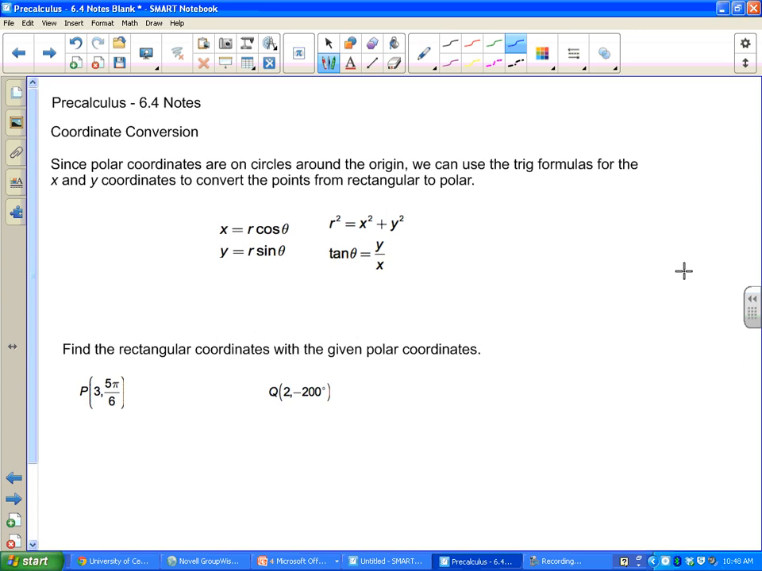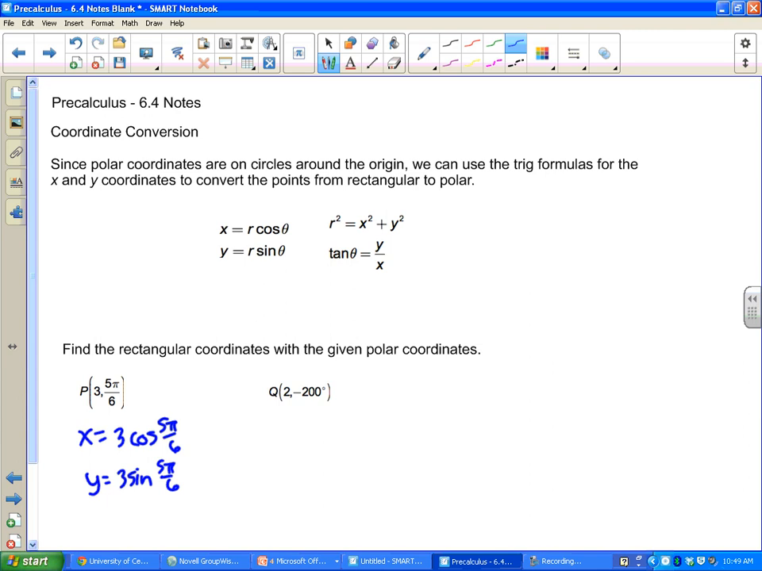So here we want to find the rectangular coordinates with the given polar coordinates. I have an r and a theta, and I'm trying to go to x's and y's. So I want to use the two formulas on the left here. We know that x will be whatever 3 cosine 5 pi over 6 is, and y will be 3 sine 5 pi over 6. We just need to figure out what those are.